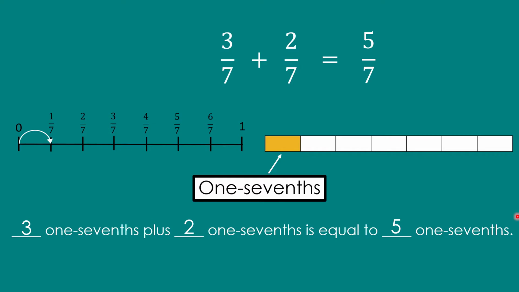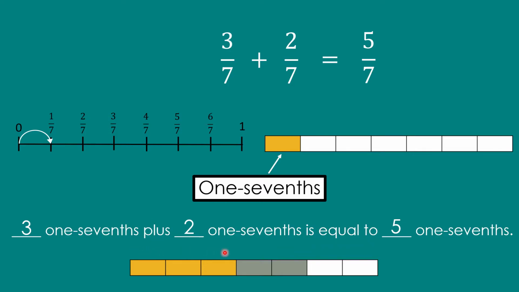Does that make sense? You could think of it like this. Can you see the 3 1/7? They're here. And can you see the 2 1/7 we've added on? They're here. And can you see how we've got 5 1/7 in total shaded? Isn't that right? 5 shaded out of 7 in total. 5 7s, 5 1/7.